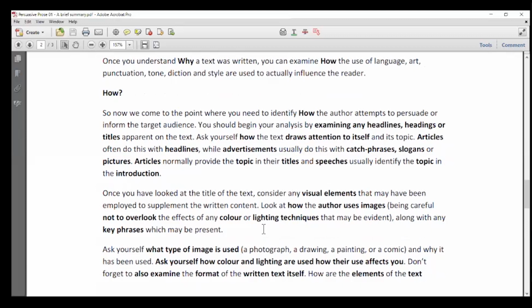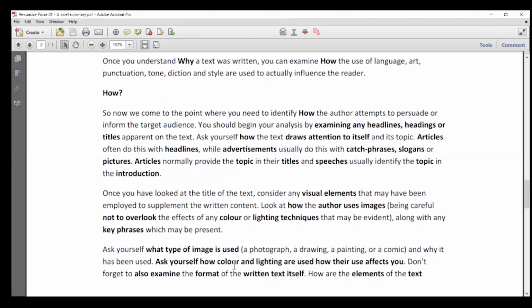So now we come to the point where you need to identify how the author attempts to persuade or inform the target audience. You should begin your analysis by examining any headlines, headings, or titles apparent on the text. Ask yourself how the text draws attention to itself and its topic. Articles often do this with headlines, while advertisements usually do this with catchphrases, slogans, or pictures. Articles normally provide the topic in their titles, and speeches usually identify the topic in the introduction.